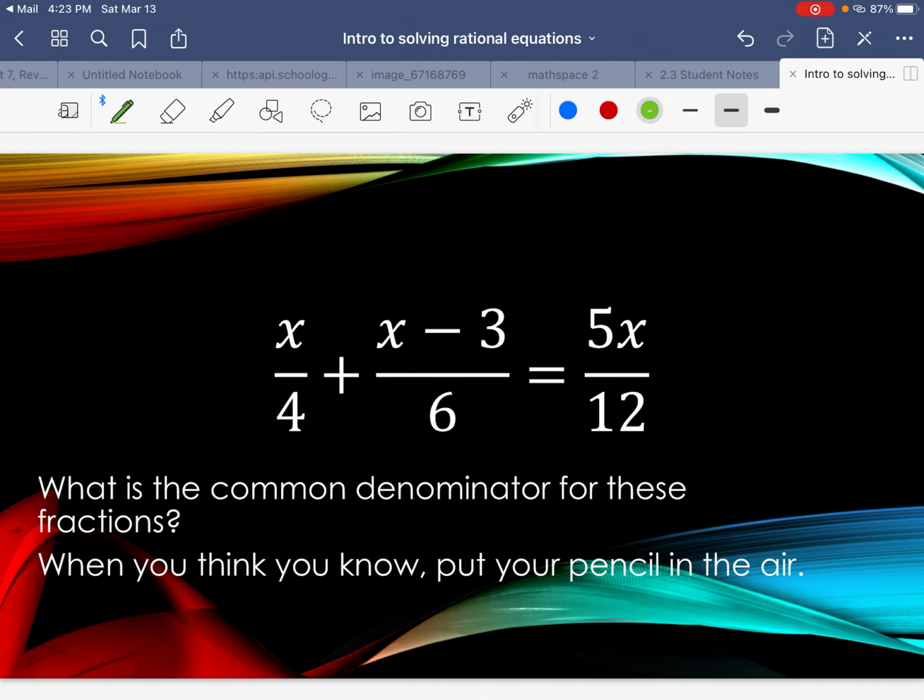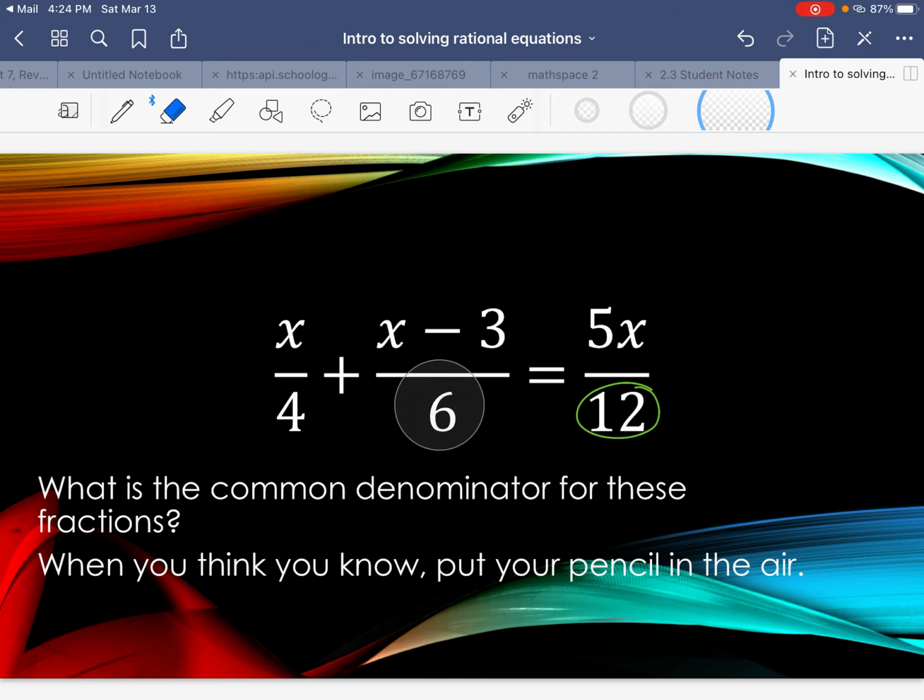All right, now I'm not going to have you do this one because I'll ask you on the next page, but think about what the common denominator is for these fractions. So you got 4, 6, and 12. So type in the answer box, what do you think the common denominator is for those 3 numbers?